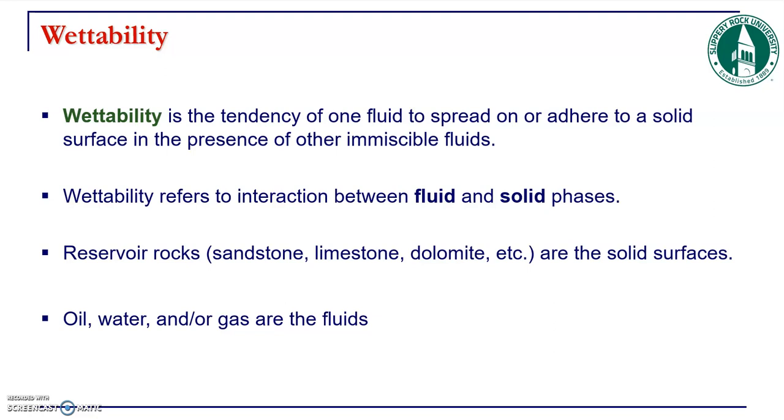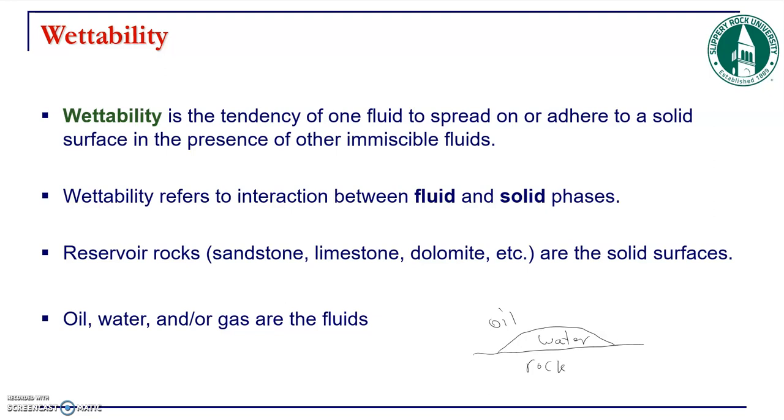For example, assume that there are two types of fluids available on a solid surface, and this solid surface is our reservoir rock, and there is water and there is oil. So the question is, which of these two fluids has a higher tendency to be adhered to the surface or spread over the surface? Now, the fluid that has a higher tendency to spread over and adhere to the surface of the rock is called the wetting phase. And if that happens, for example, in this case, I have water spreading over the surface, this rock is called a water wet rock.